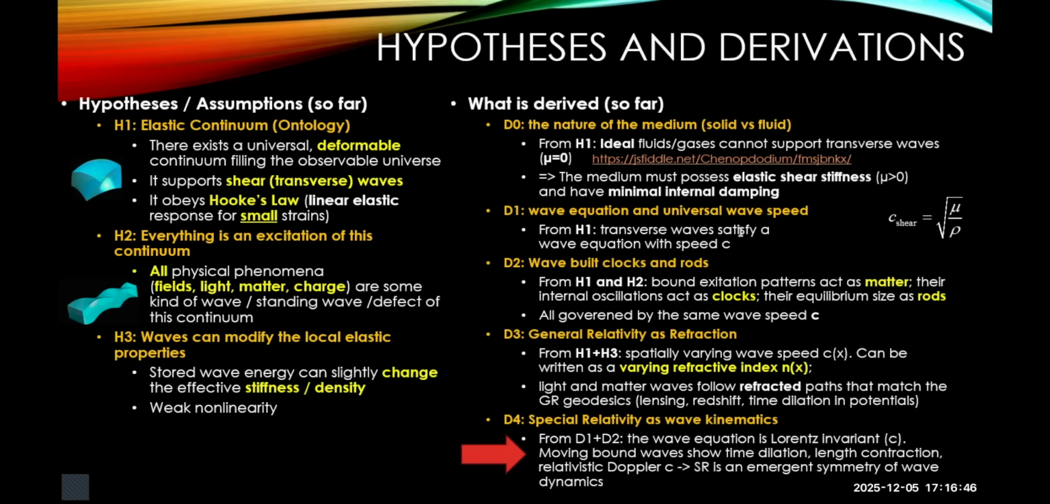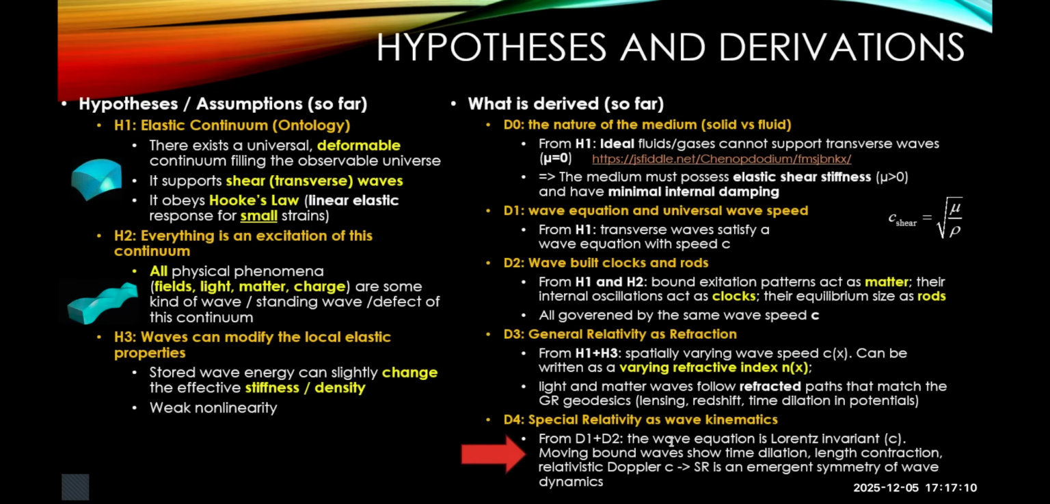a transverse wave satisfies a wave equation with speed c, and we have talked about this already last time a little bit. And based also on these two hypotheses, that means if everything is composed of waves of some kind, then our clocks are made of waves, and our matter is composed of waves, and our rods are made of waves, which is important for our discussion today.